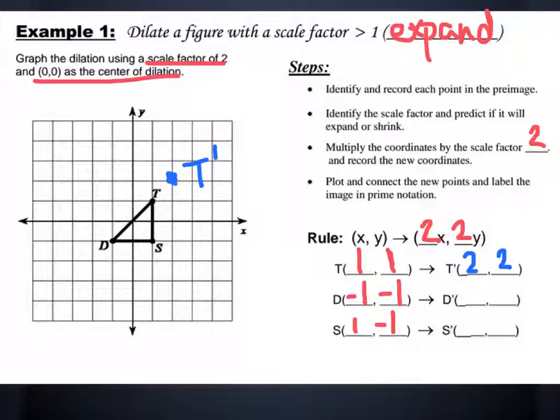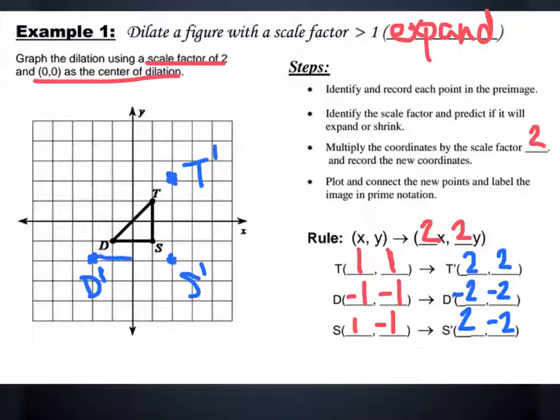Put a dot at 2, 2 and label it T prime. Our point D is at -1, -1. If we multiply the x value by 2, that gives us -2. If we multiply the y value by 2, that gives us -2. So our value for D is -2, -2. We're going to put the image of D on the graph. And then the last one we have is 1, -1, point S. If we find our image, well, 2 times 1 is 2, and -1 times 2 is -2. So this ordered pair is going to be at 2, -2, and that is the image of S.